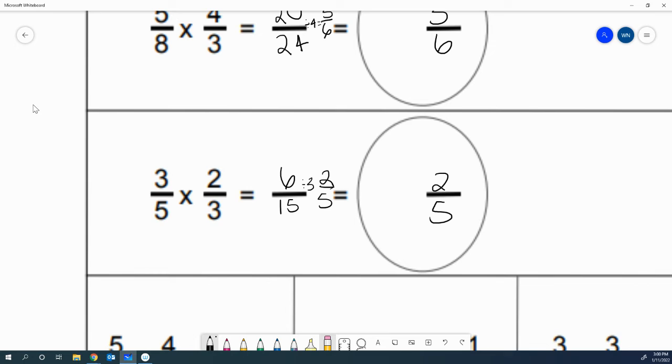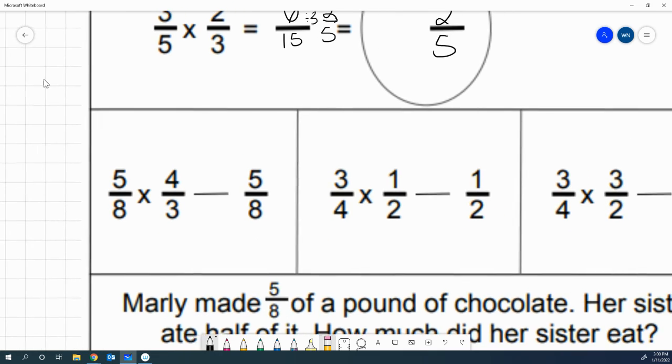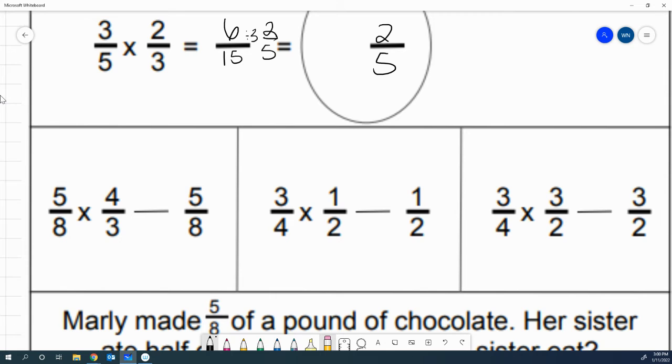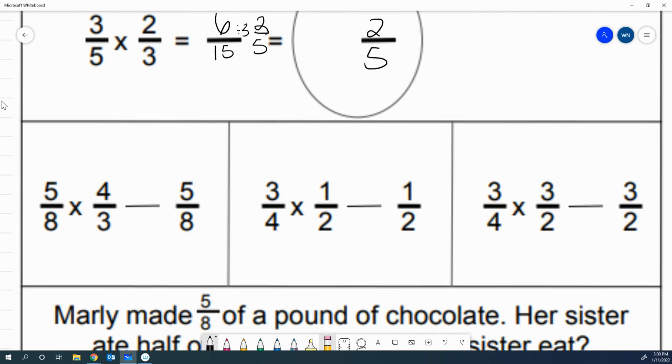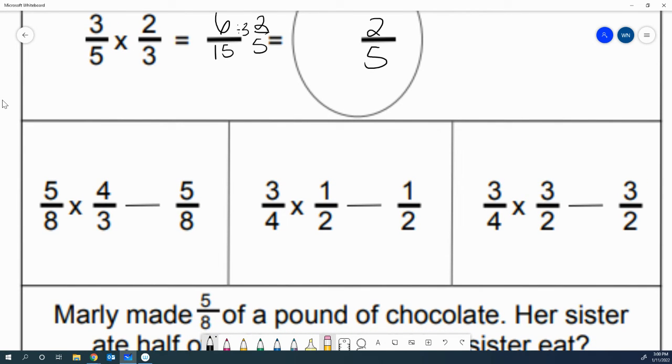Now, when that fraction gets greater than 1, like if we had 4/3, it'd be totally different. But if it's less than 1, my answer is going to be less than both the factors. For this next one, we are just going to be comparing them. I know you love all the comparing we've been doing. Let's look at this first one.